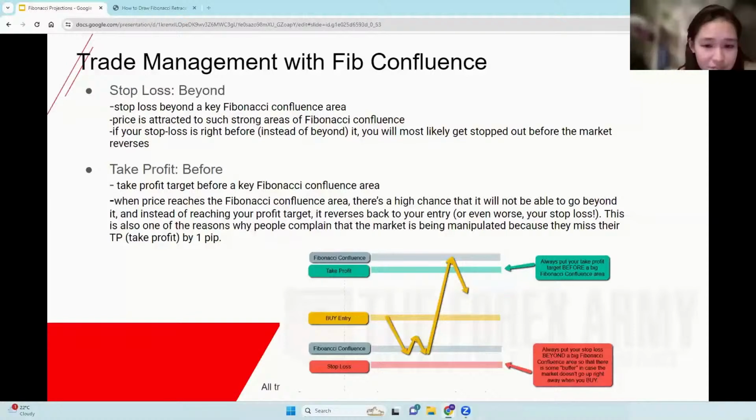For take profit, we recommend to place your take profit before a key Fibonacci confluence area because there is a high chance that it won't be able to go beyond that level. So instead of reaching your profit target, it reverses back to your entry or even worse, your stop loss. That's why people complain that the market is being manipulated, because they might miss their take profit by 1 or 2 pips. You can see in the example I've included over here exactly how you should place it if you are going in for a buy entry. If you're going for a sell entry, it will just be the opposite.